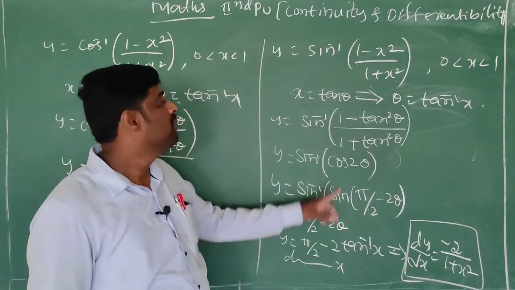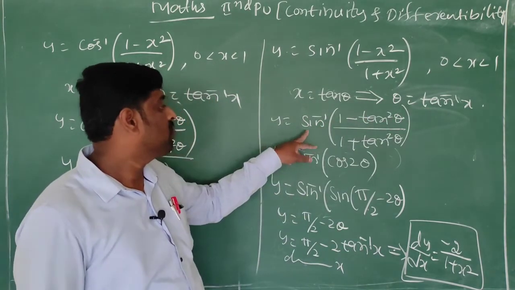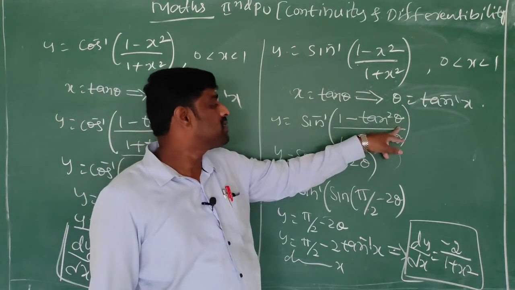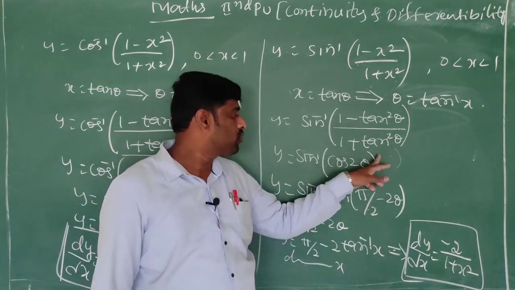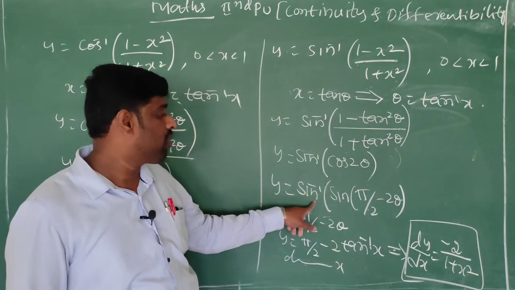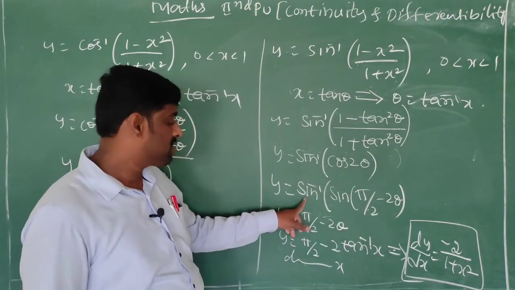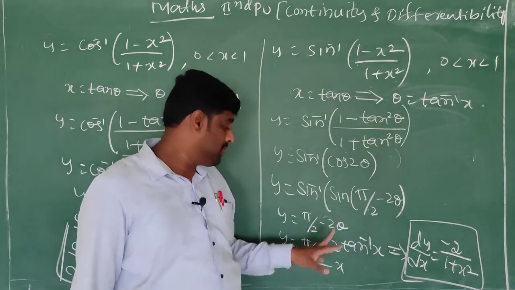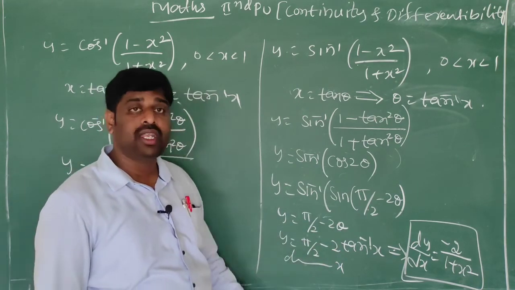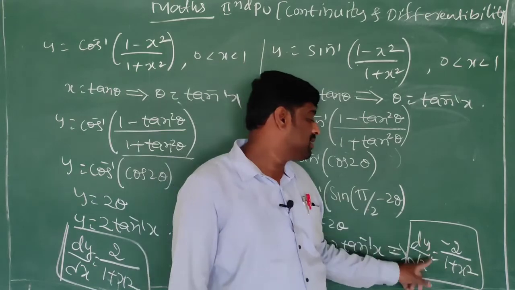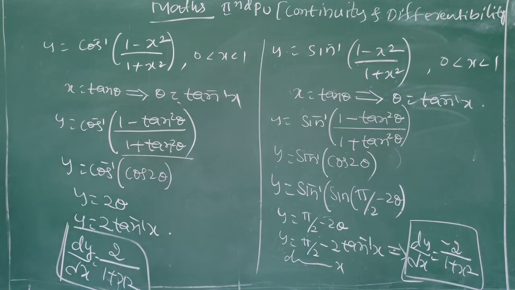Observe once again, children: put x is equal to tan theta, theta is equal to tan inverse x. y is equal to sin inverse of 1 minus tan square theta divided by 1 plus tan square theta, so y is equal to sin inverse of cos 2 theta, which is sin of 90 minus 2 theta. So sin inverse of sin of pi by 2 minus 2 theta is pi by 2 minus 2 theta. Substitute the theta value and differentiate with respect to x. You will get dy by dx is equal to minus 2 divided by 1 plus x square.